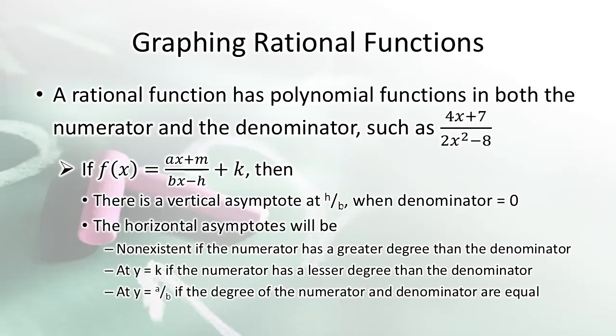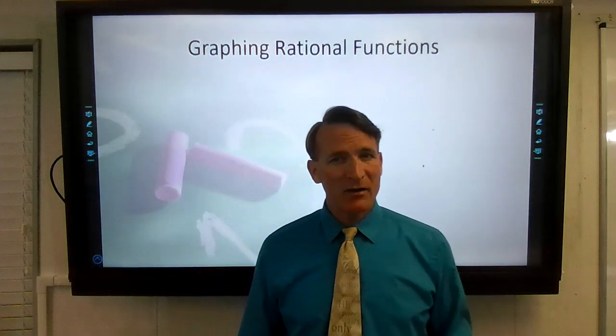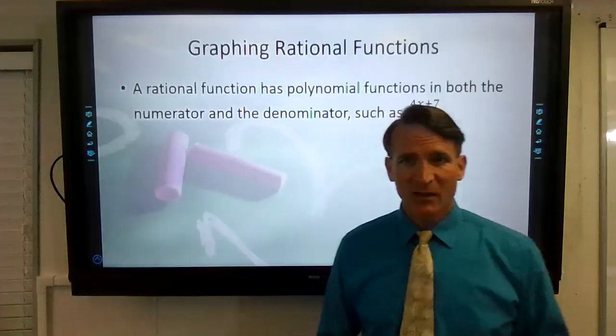That is when you're going to have a horizontal asymptote, and that is going to be whatever the coefficient of your numerator divided by the coefficient of your denominator is. If your numerator degree is greater than your denominator, you have no horizontal asymptote. And today we're going to extend our knowledge of graphing by looking at some other possibilities.